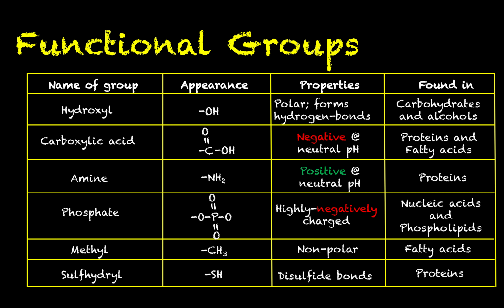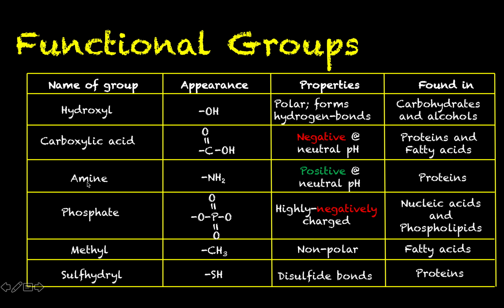So here is a table that shows you some of the important functional groups in human physiology. Certainly this is not an exhaustive list, but here you can see the hydroxyl functional group that we just introduced. This allows the molecule to be more polar, allows it to form hydrogen bonds, and you tend to find these in carbohydrates and alcohols. You have the carboxylic acid functional group, which you can see right here, the COOH. This actually causes this functional group to have a negative electrical charge at a neutral pH value, and we'll talk more about that in a future video. You tend to find these in proteins and fatty acids.